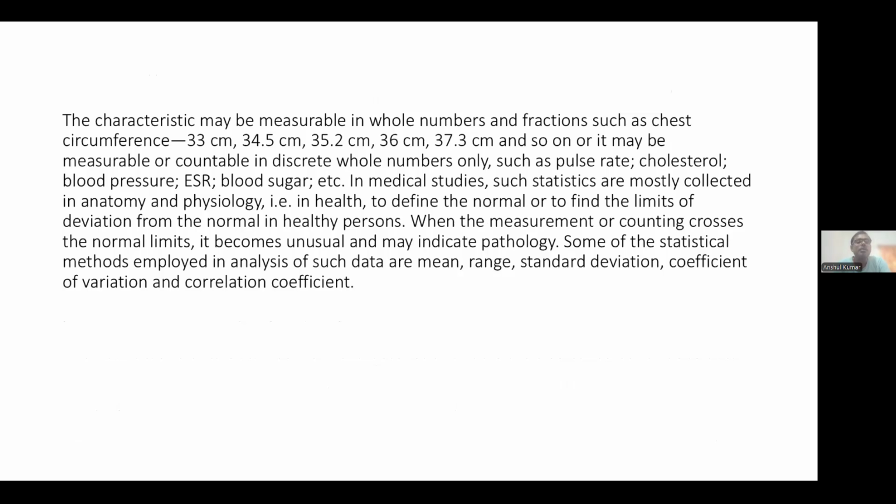So the characteristic may be measurable in whole numbers and fractions, such as chest circumference, 33 centimeter, 34.5, 35.2, 36 centimeter, 37.3 centimeter, and so on. Or it may be measurable or countable in discrete whole numbers only, such as pulse rate, cholesterol, blood pressure, ESR, blood sugar, etc. In medical studies, such statistics are mostly collected in anatomy and physiology, that is in health, to define the normal or to find the limits of deviations from the normal in healthy persons. When the measurement or counting crosses the normal limits, it becomes unusual and may indicate pathology.